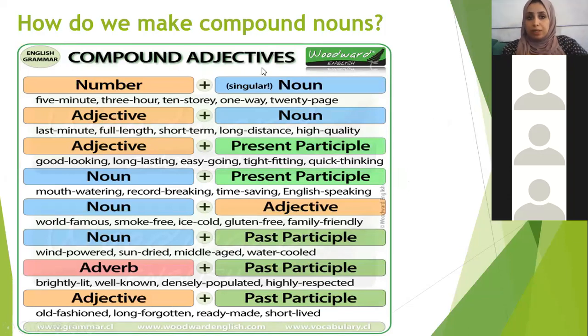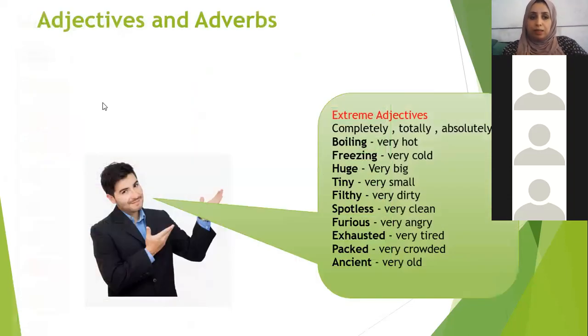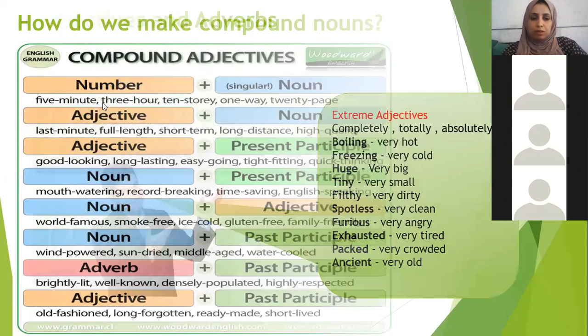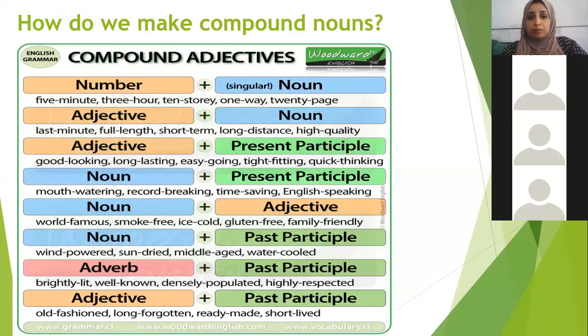Let's start with numbers and nouns. Okay, so you can add a number, then with a noun together, they make a compound noun. One example might be one-way, 20-pages, for example. You can add an adjective and then a noun. So see, I can use an adjective to make a compound adjective. So last-minute. Last is the adjective, hyphen, minute is the noun.